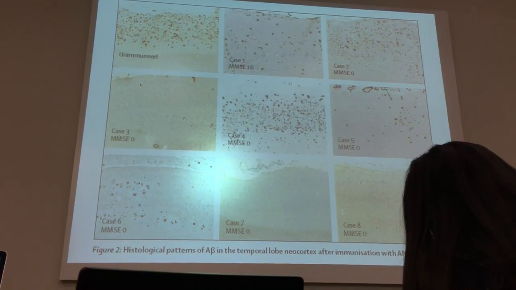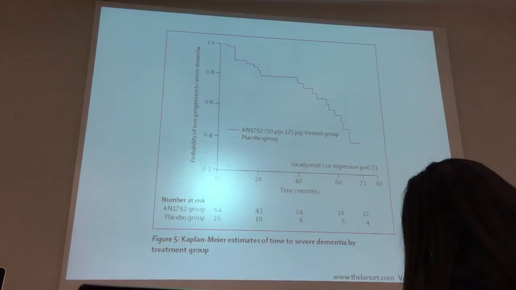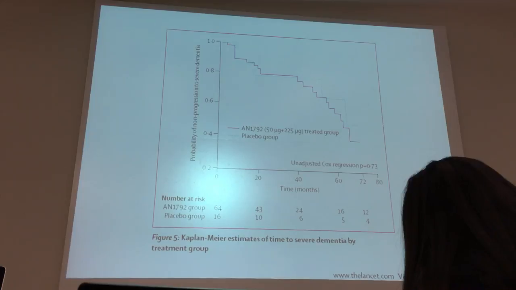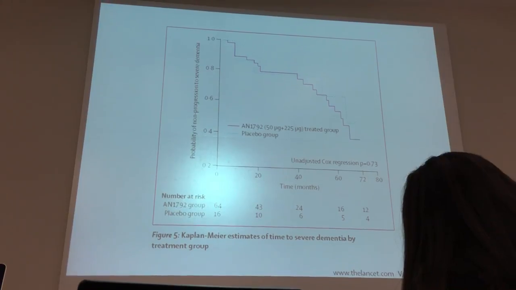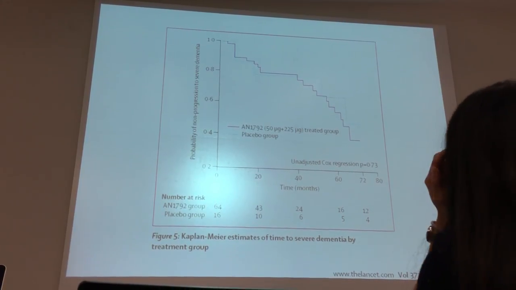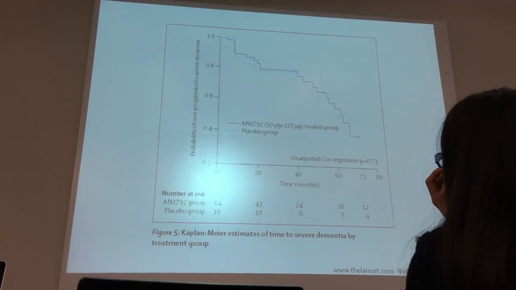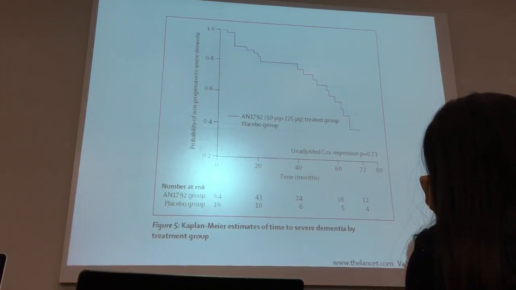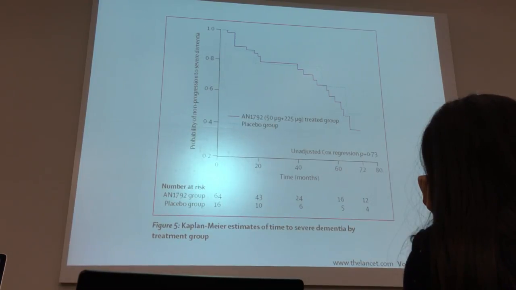So that was certainly something which is very interesting. But then the big disappointment came. This is the clinical course of dementia development in the immunized versus the non-immunized patients. And what you see here is that these curves are identical. So that means you can remove the entire amyloid load from the brain of an Alzheimer patient without having any effect on the clinical development of the dementia. So that was certainly a big flaw.